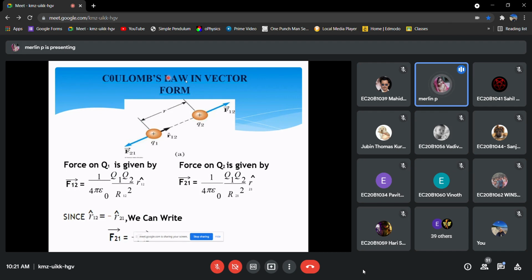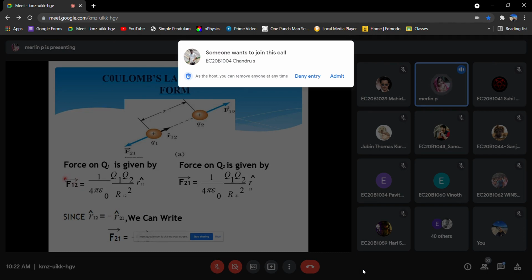And then vector form. What is vector form? I told you, in scalar form we take only the force value. In vector form we take direction into account. If we put an arrow on top of the force in the force equation, it shows the direction. This is vector form.